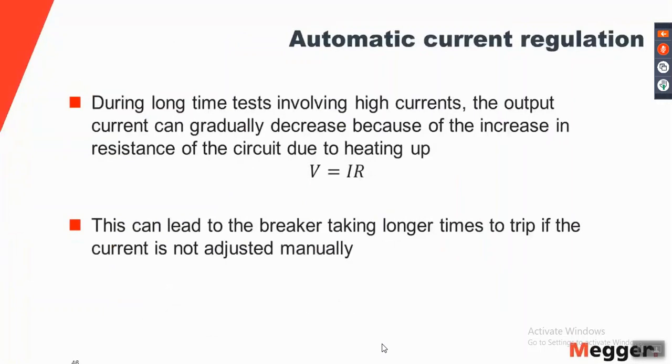Automatic current regulation is important, especially in long time tests involving really long durations and high currents. So in these cases, what will happen is because of the circuit heating up, the current output of the test set will start to drop, and if the output is not adjusted, if it's kept fixed, then that will result in the breaker taking longer times to trip because the current has become lower. That will result in incorrect trip times being recorded.